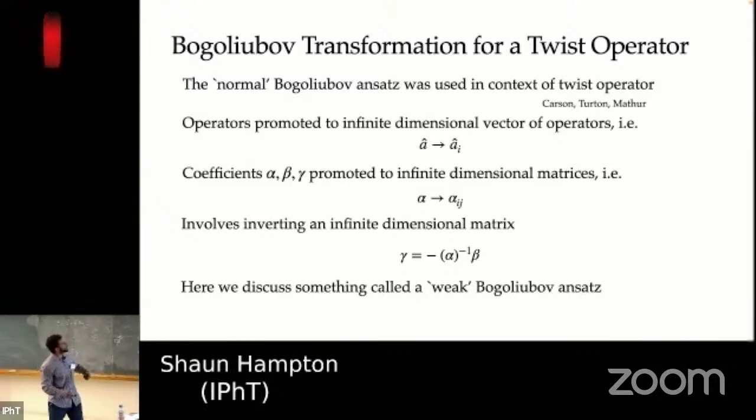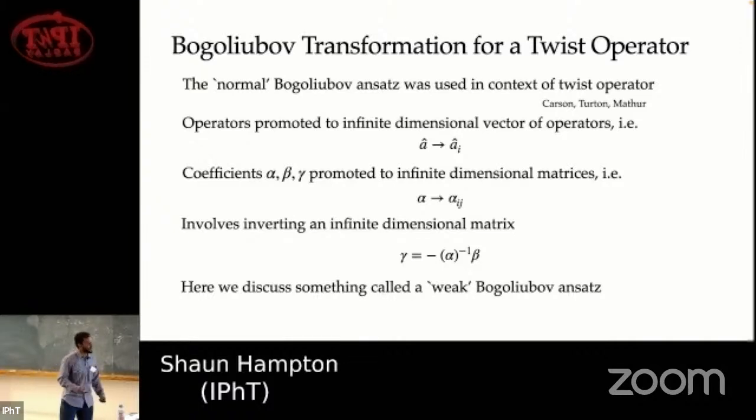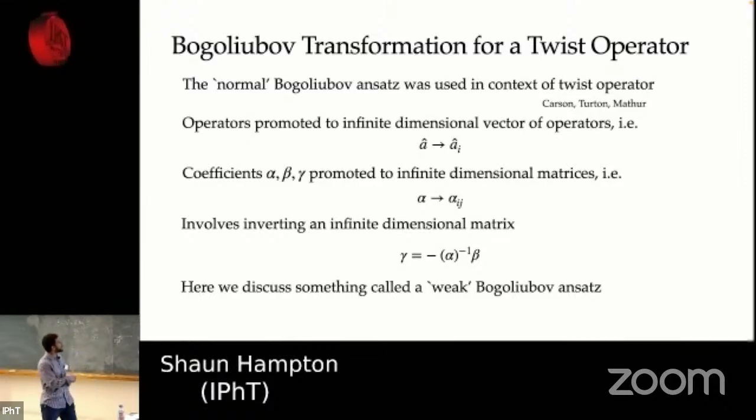Operators are now promoted to an infinite dimensional vector, a vector of operators, because now you have a tower of modes basically. And so these coefficients alpha, beta, and gamma are promoted to infinite dimensional matrices. For example, alpha goes to alpha ij. So this involves actually inverting an infinite dimensional matrix here. So think of this now as a matrix multiplication.